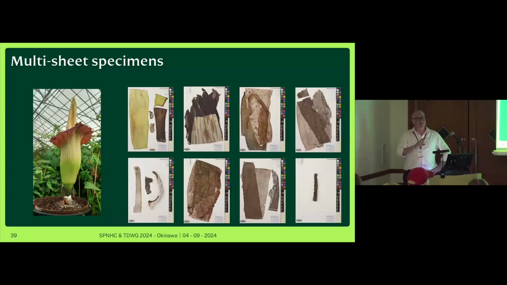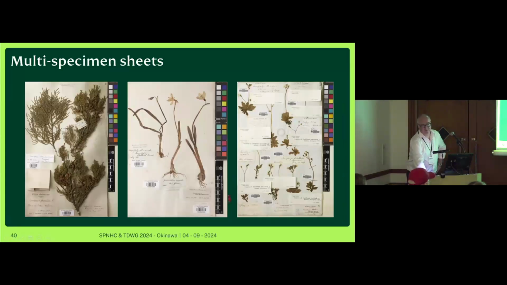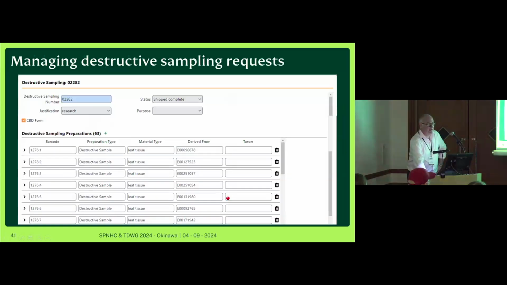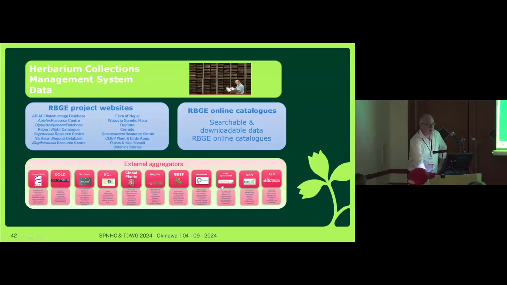We had the current problems you all recognize from Herbaria, multi-sheet specimens, and multi-specimens on sheets, and we had the new problems of managing destructive samples, which is only getting more and more problematic. And then we also had the problem of having, with a new database, we then had to find a way of remapping all of our existing relationships, all of our existing data relationships.